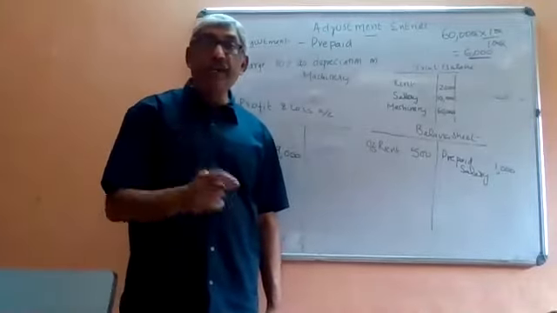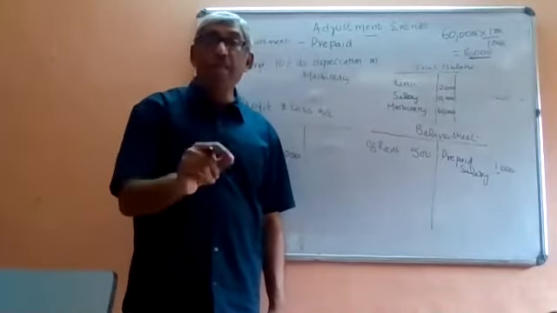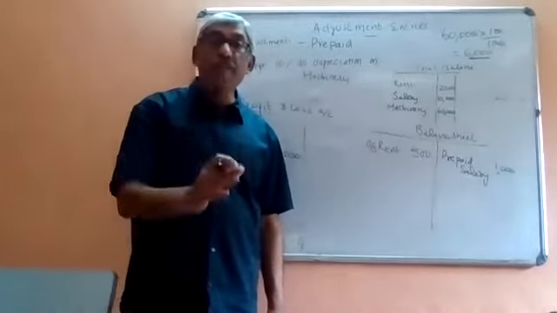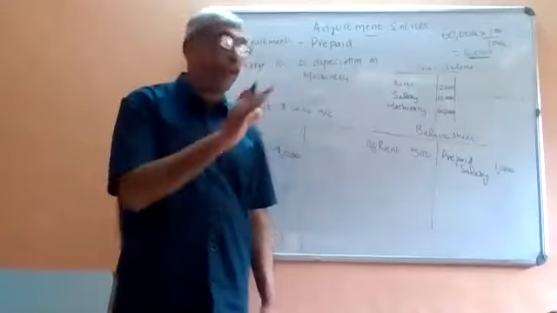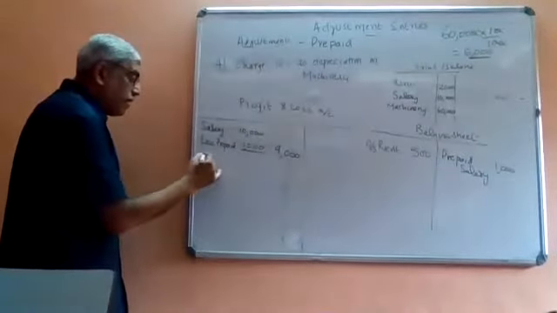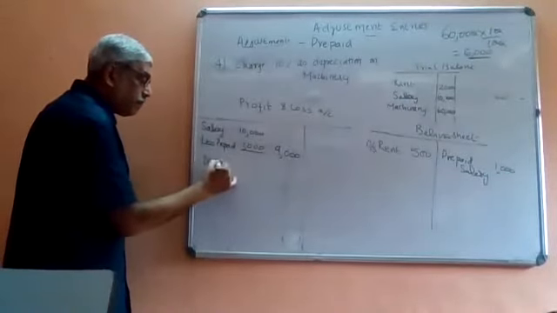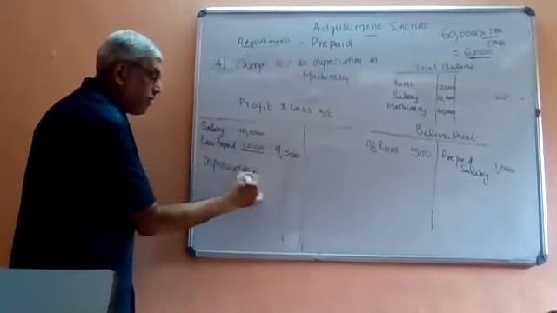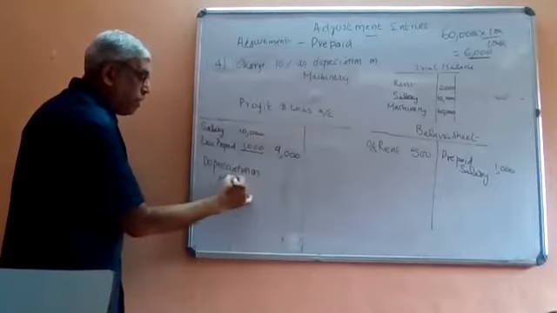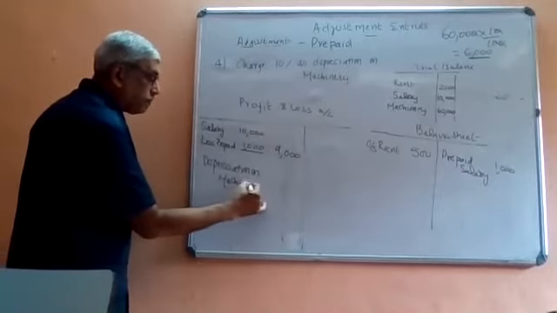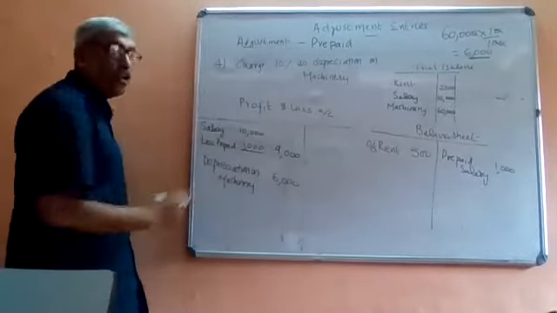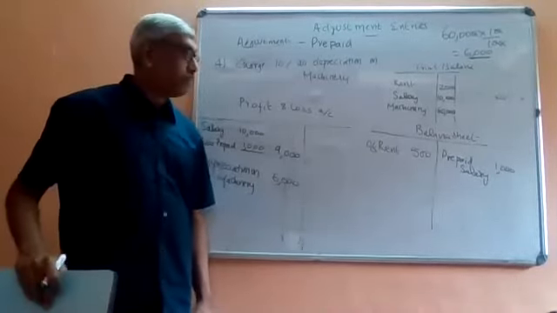Now depreciation is a loss. Remember, depreciation is a loss. All losses are expenses, so it will come on the debit side of the profit and loss account. So I can write depreciation on machinery, rupees 6,000.